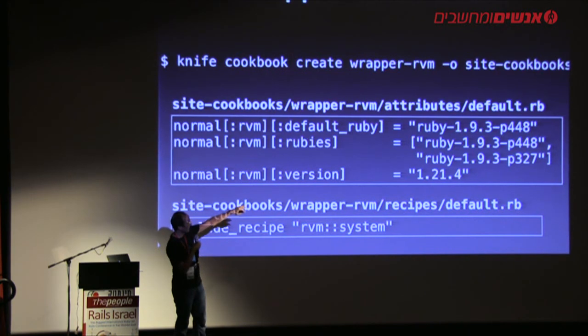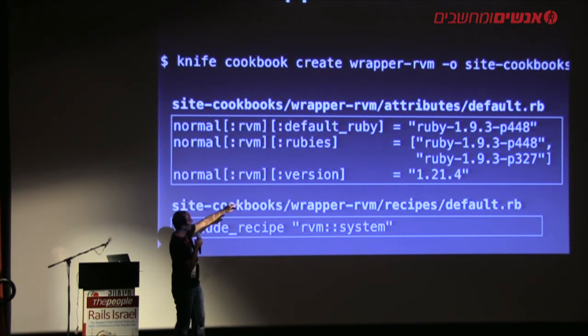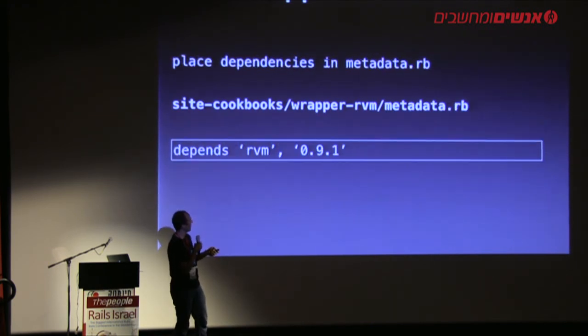And then we drop it into the site cookbooks directory. Then we edit this and create a default recipe or default attributes that have the specific things that we want. And then we have a default recipe that includes the RVM system recipe, right? And then all we need to do is modify our run list to include that.